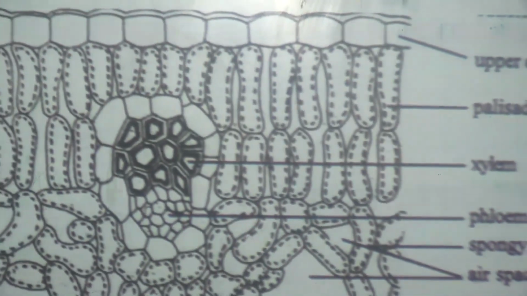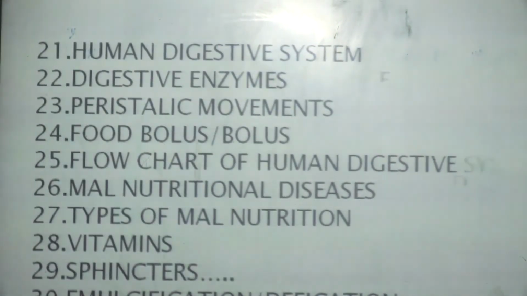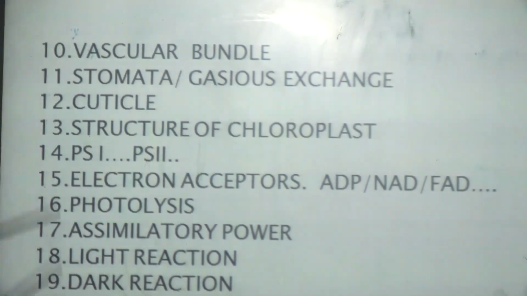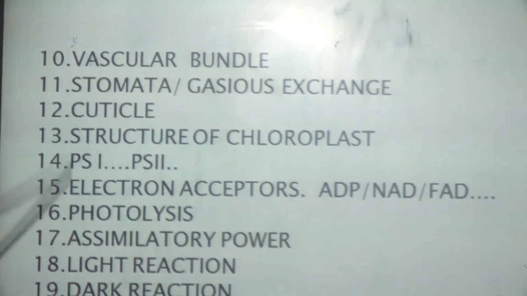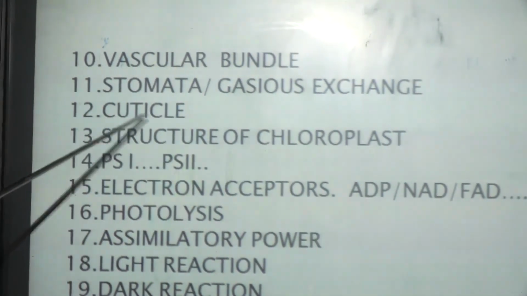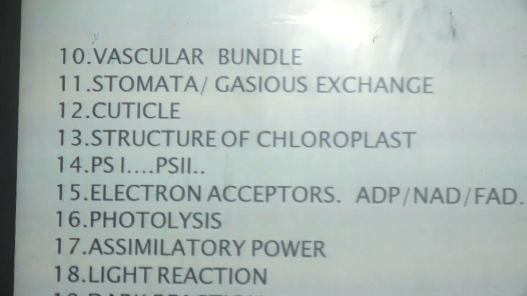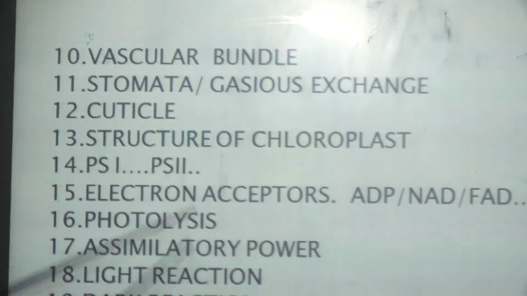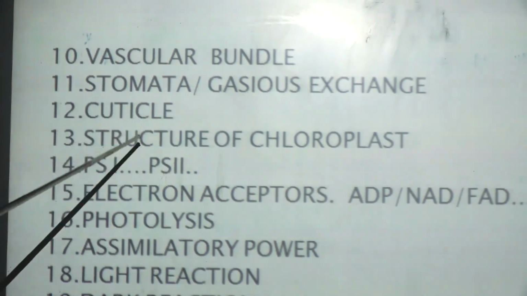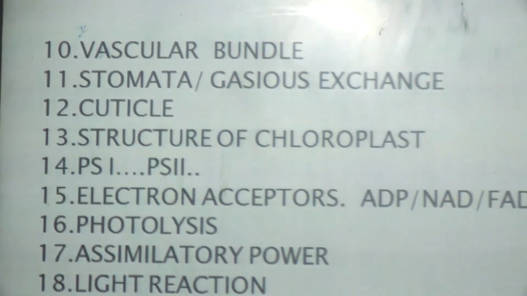Let me go back. Then, what is the vascular bundle and what is the use of stomata? Just I said, what is the cuticle? The cuticle is a transparent, impervious, flexible layer which covers the leaf. It is giving mechanical support to the leaf also. Then let me come to the structure of chloroplast. This is important for 2 marks.